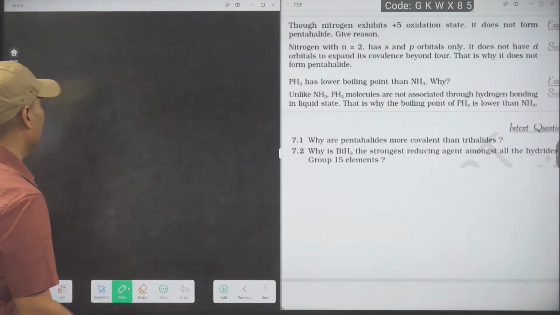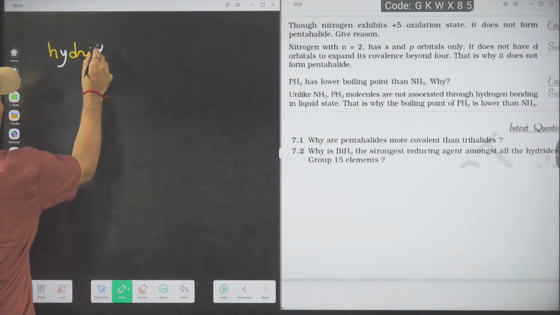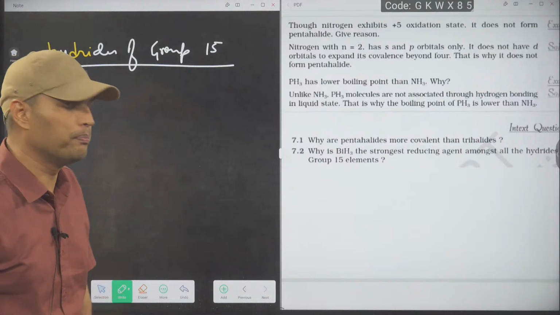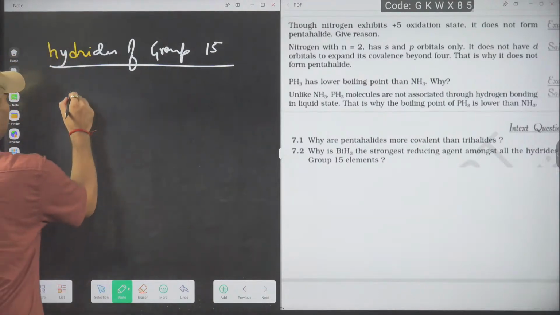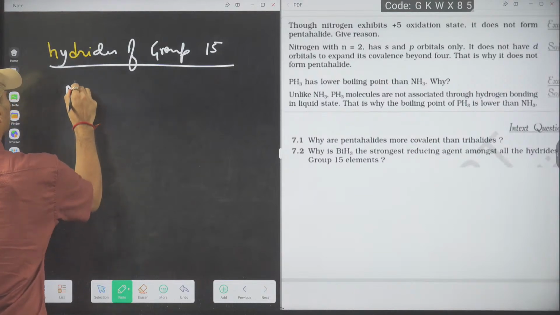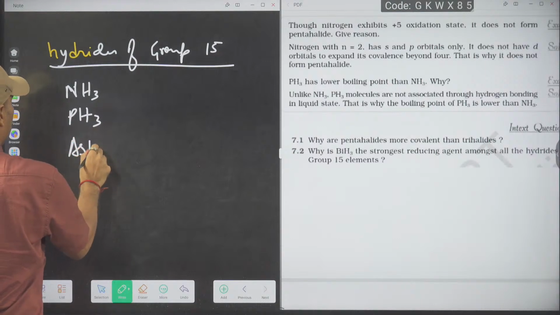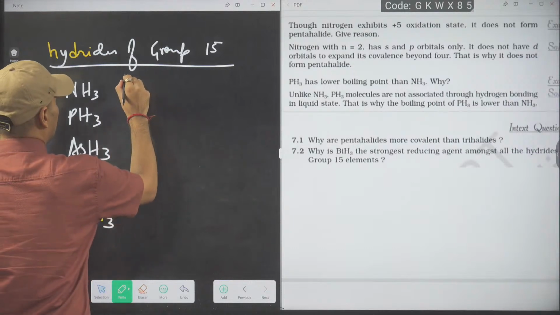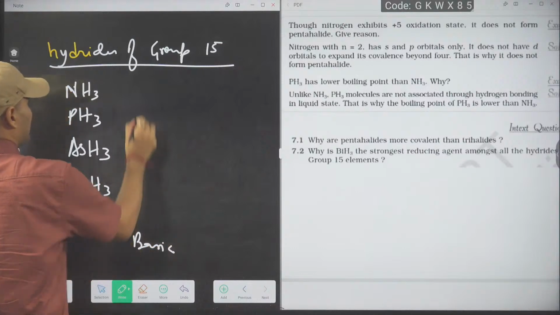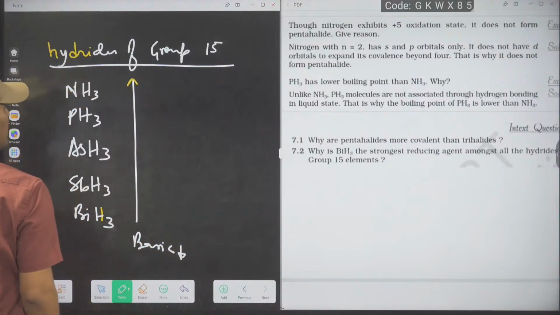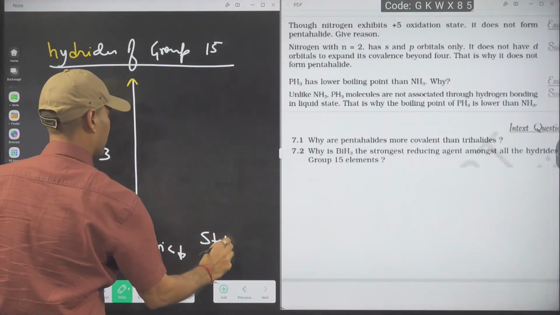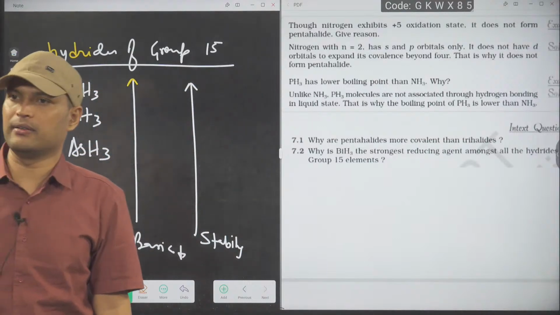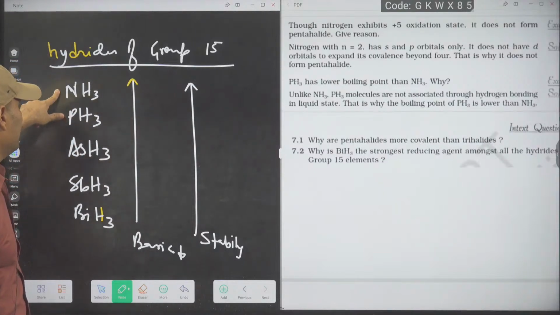So in hydrides, there are a few very important points. You remember? Hydrides of group 15, like NH3, PH3, AsH3: nitrogen, phosphorus, arsenic, antimony, bismuth. You have to comment on a few points. Down the group, basic strength decreases. They will ask you about stability. Stability down the group decreases. I am putting the arrow on the side where it is increasing. So NH3 is more stable, NH3 is more basic.